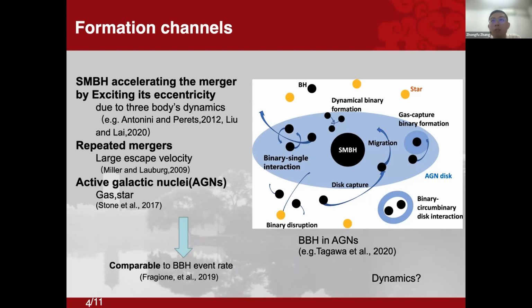In this figure, they summarize some interactions involving the binary black hole. Finally, the merger rate could be comparable to the LIGO-Virgo event rate. But if we want to detect this source, we need to know the gravitational wave template. And if we need a template, we should know the dynamics. So I will introduce how to do the dynamics.